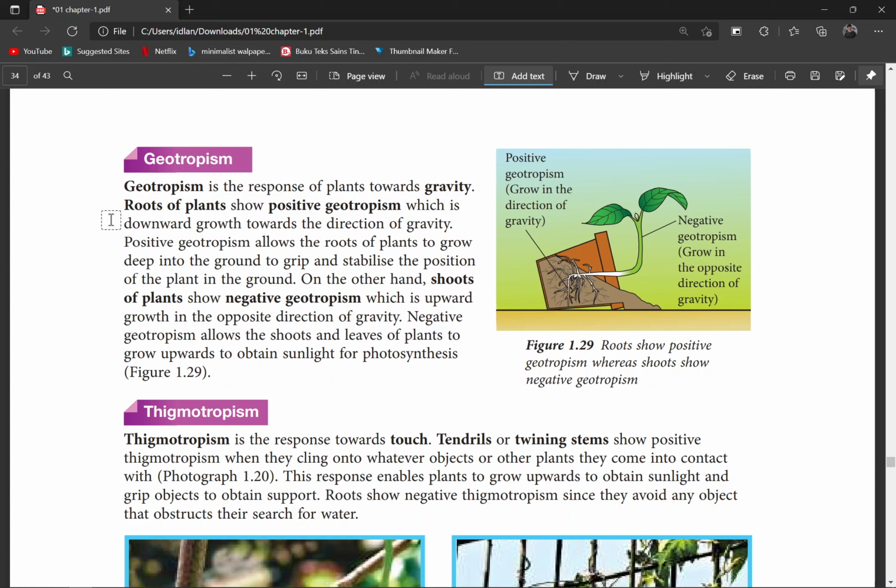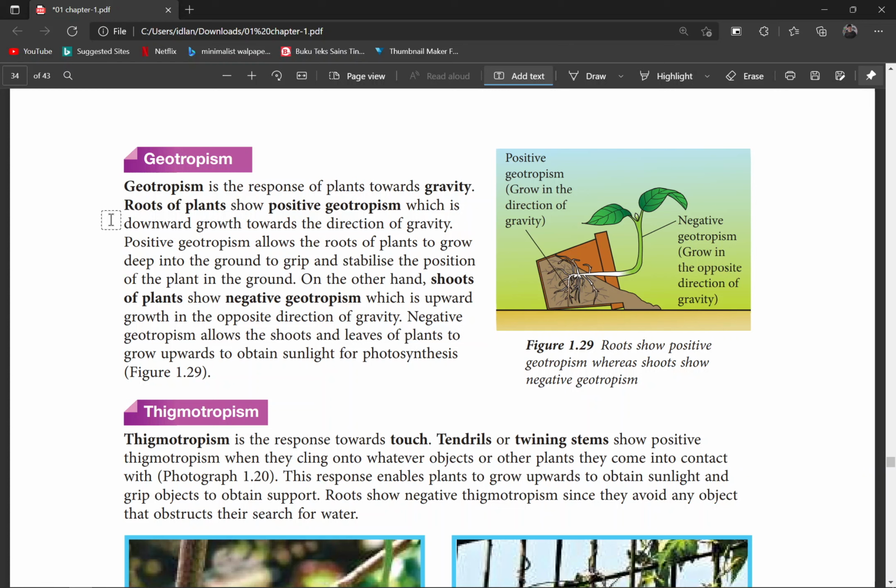It's a positive geotropism. To remember geotropism, remember geo, and geo is related to earth, ground. Ground is gravity. That's how you remember geotropism. For the roots of a plant, it's a positive geotropism because it grows in the direction of gravity, because geotropism is a response of plants towards gravity. When it moves towards gravity, down to the ground, it's a positive geotropism.